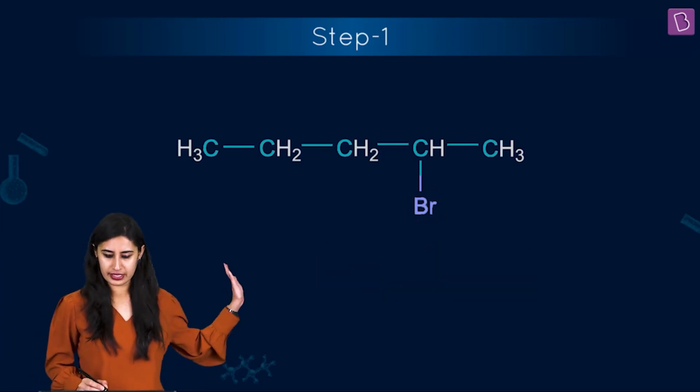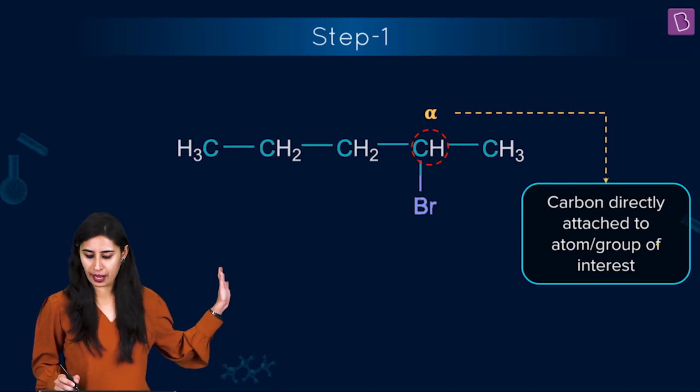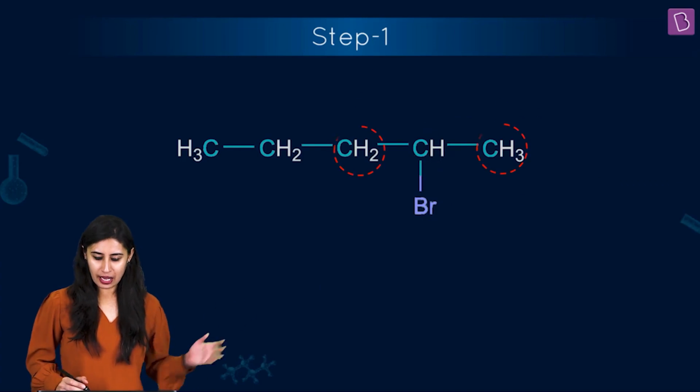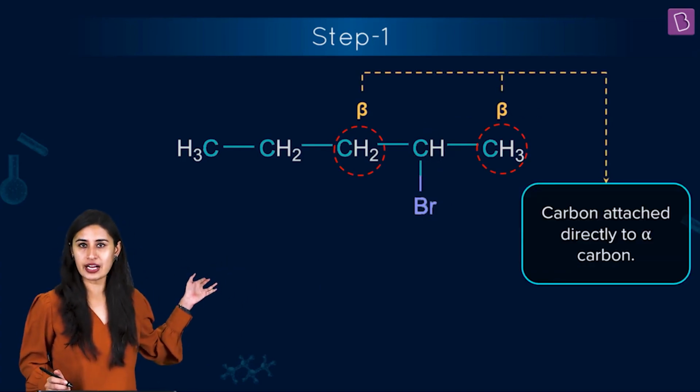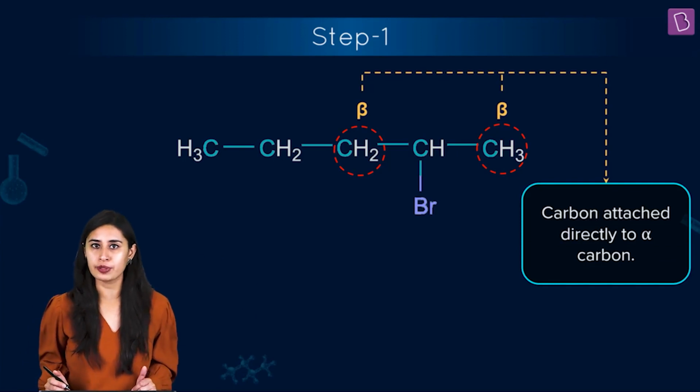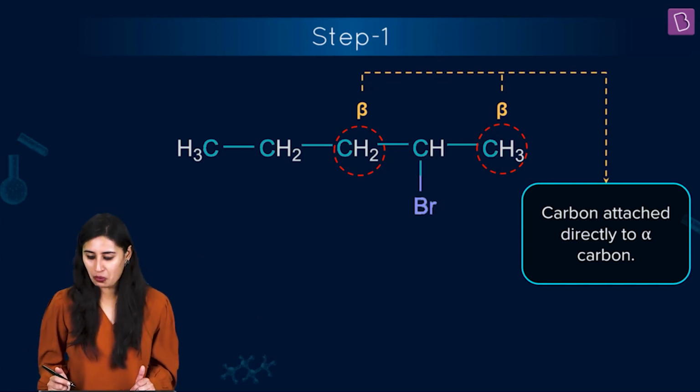So this is of course the alpha carbon, the carbon directly attached to the atom of interest. What is the beta carbon? Of course, these are the two beta carbons that we may have, carbons attached directly to the alpha carbon. Perfect. Now what to do?